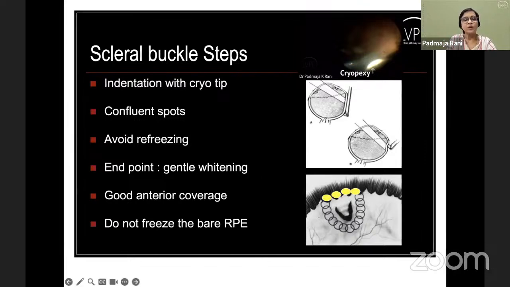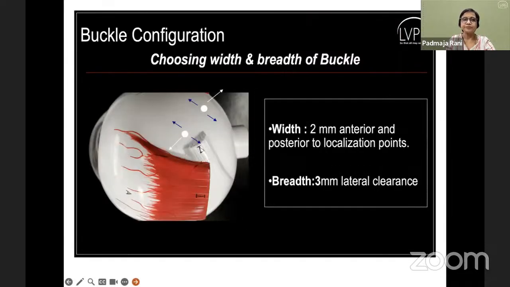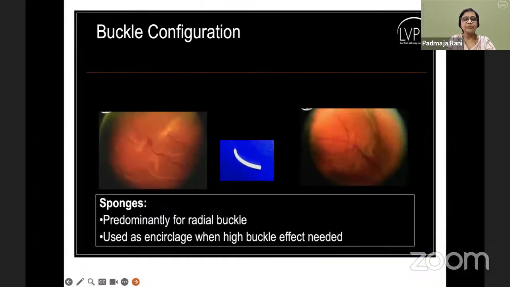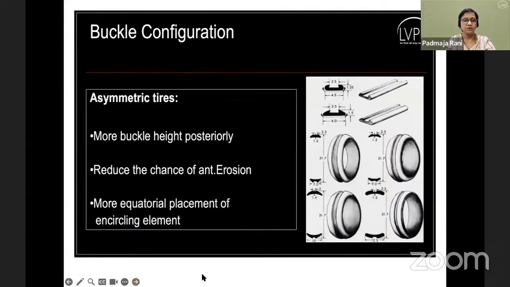And then the end point is gentle whitening. Don't freeze the bare RPE, because it can cause unnecessary release of RPE pigments and then ERM formation. As I said, the width is 2 millimeters anterior and posterior to the localization point, and breadth at least 3 millimeters lateral clearance. So we have different types of buckle, but most commonly we use silicone, solid silicones, and sponges. In previous days, when vitrectomy was not so prevalent for posterior breaks, it had been used, but nowadays it is not so much in preference.